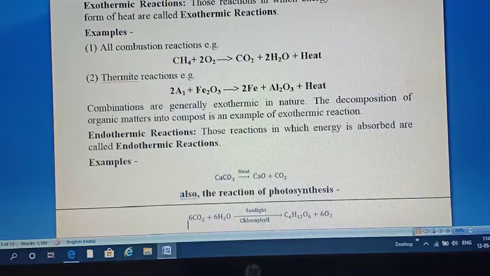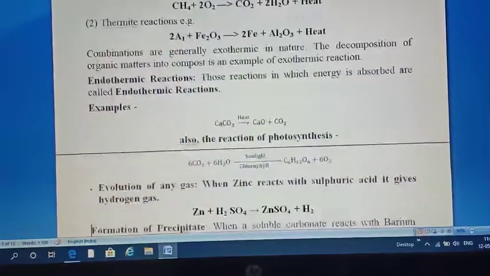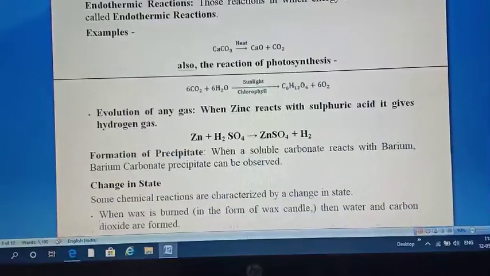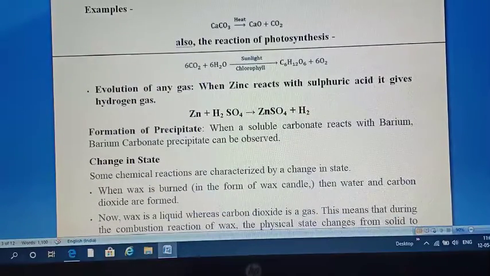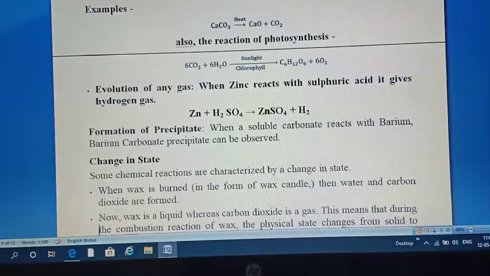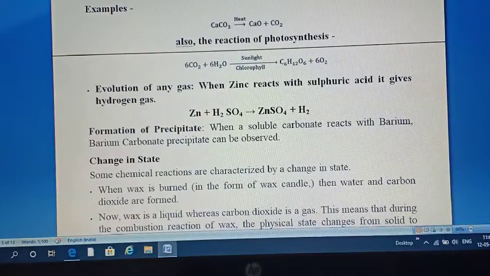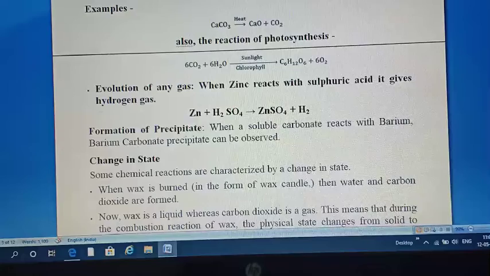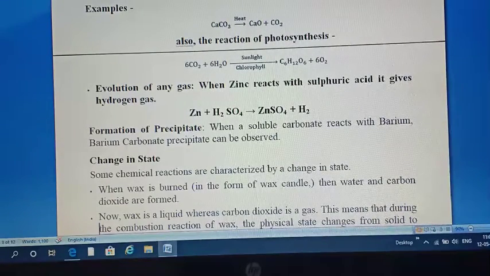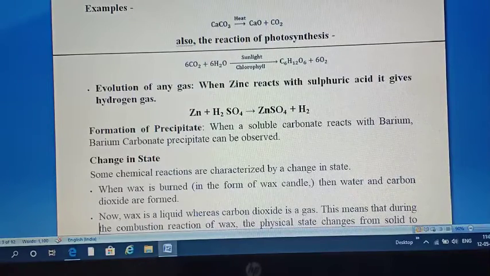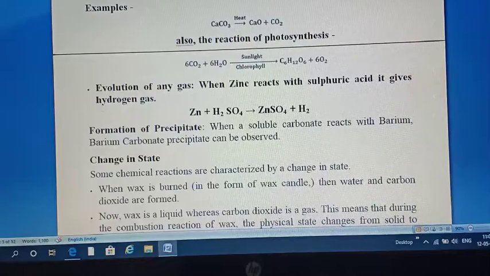For example, calcium carbonate, CaCO3, absorbs heat and is converted into calcium oxide and carbon dioxide. Another example is the photosynthesis reaction. You know that carbon dioxide and water react with each other in the presence of sunlight and chlorophyll. Then it is converted into glucose and oxygen is released. Here the heat is absorbed in the form of light energy. So we also consider this an endothermic reaction.